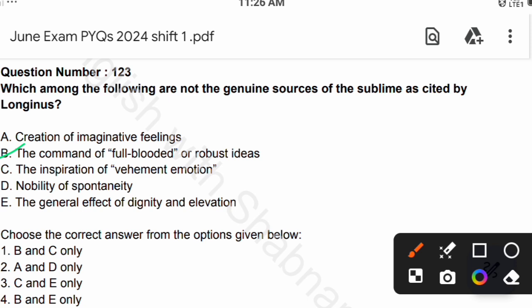What could be the correct answer? Remember, not the genuine source of the sublime as cited by Longinus. See the options and try to guess the correct one, everyone.